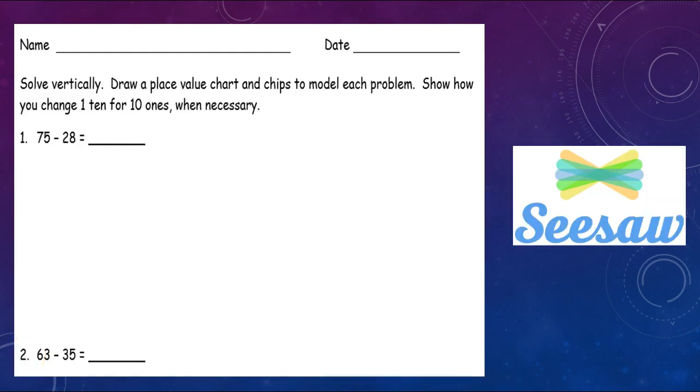Now it is your turn. You're going to solve both of these problems, number 1 and 2. You need to set it up vertically, so up and down. And when you're done solving, you need to seesaw your answers to me. Good luck.